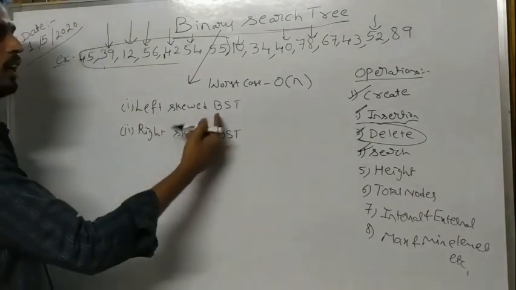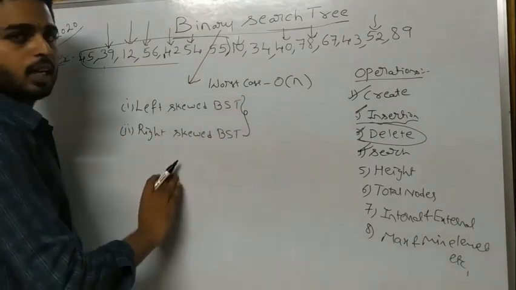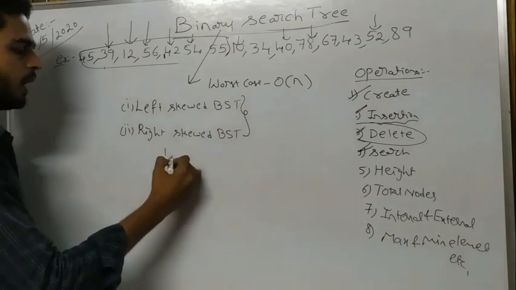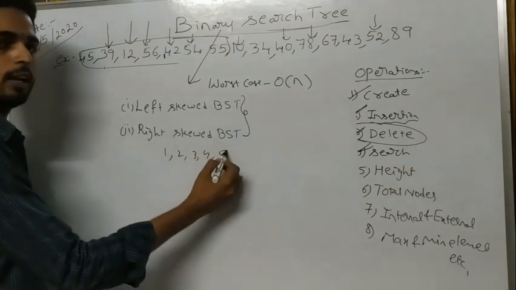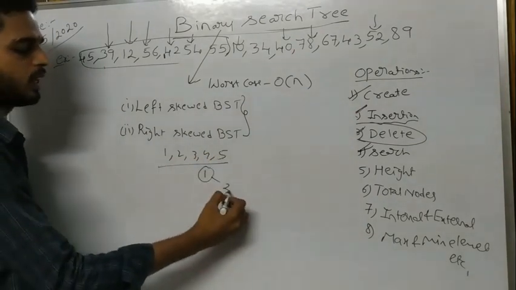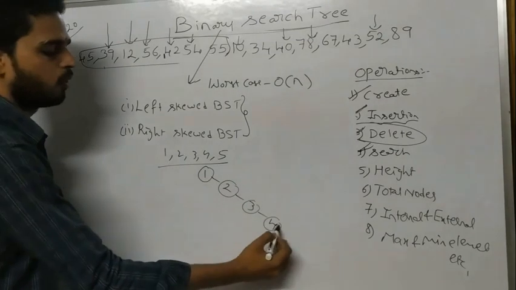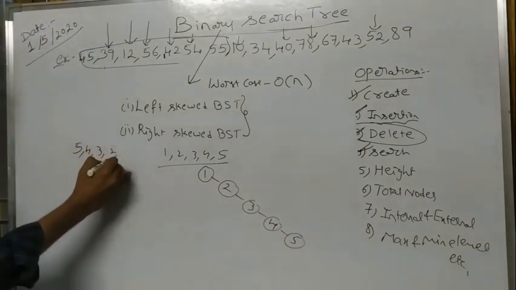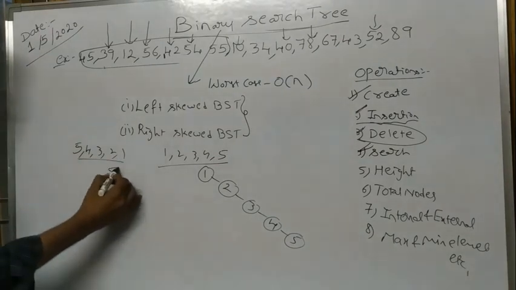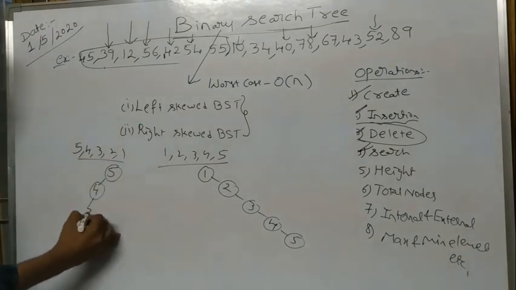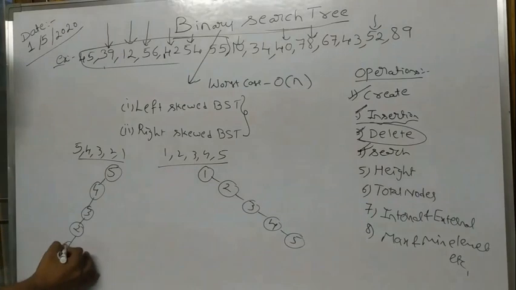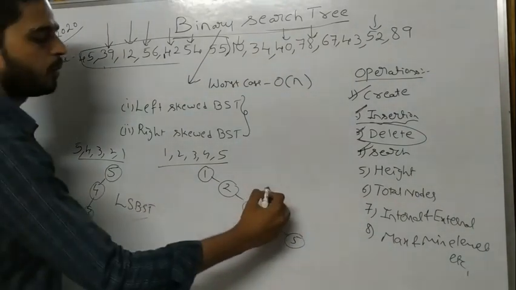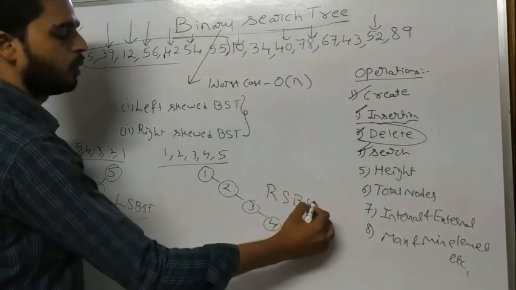You get this kind of situation when all the elements are either in decreasing order or all the elements are in increasing order. For example, I am having 1, 2, 3, 4, 5. If I want to construct a binary search tree, I will get the tree structure like this: 1, 2, 3, 4, 5. If it is 5, 4, 3, 2, 1, then 5 is the root, 4 is on the left side, 3 is on the left side, 2 is on the left side, 1 is on the left side. So this tree I will call a left skewed binary search tree, and the other tree I am calling a right skewed binary search tree.